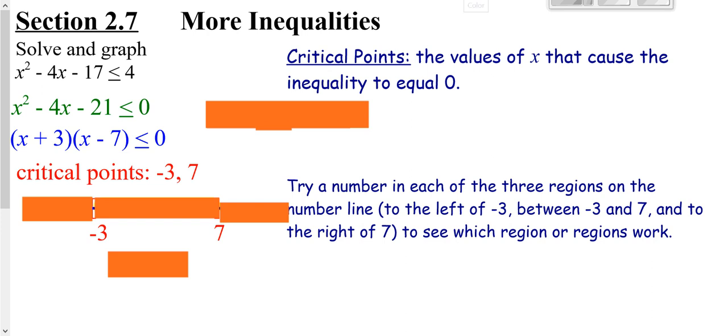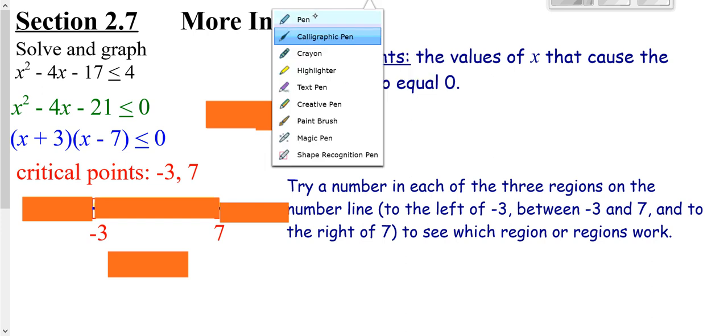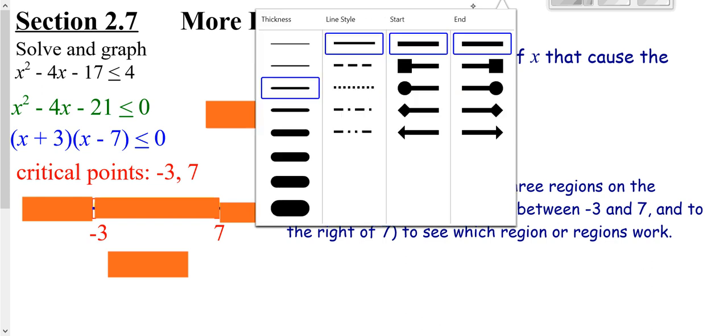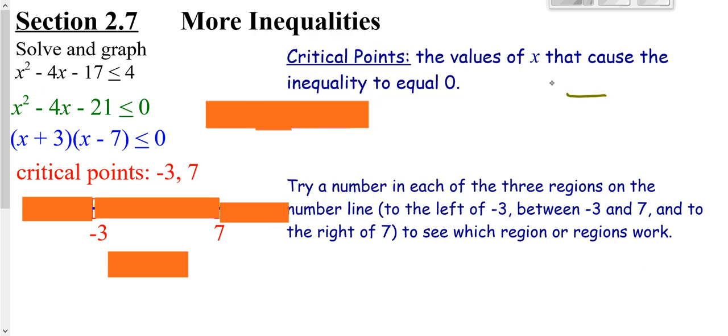You could try it into the original, or any of these inequalities along the way, but I'm going to try it into the factored one. I like using the factored one. I could try a number over here like -4. -4 plus 3 is negative. -4 minus 7 is negative. A negative times a negative is a positive, but I'm looking for something less than 0. I got a positive, which is not less than 0, so I don't shade here.